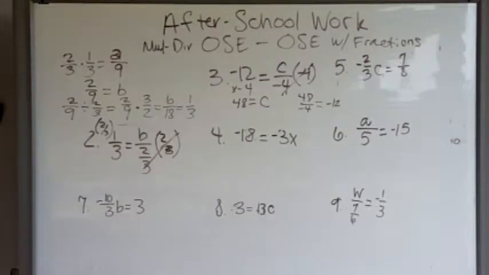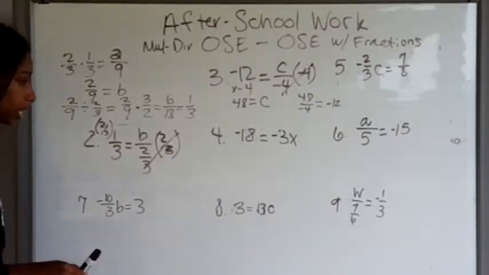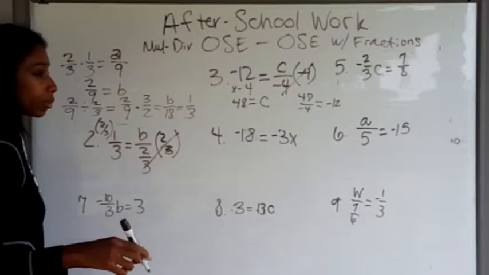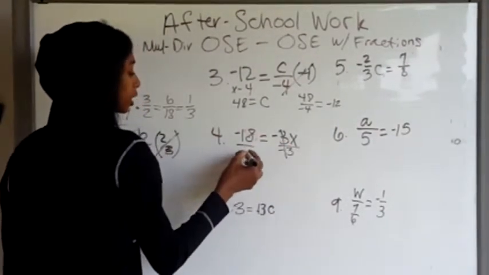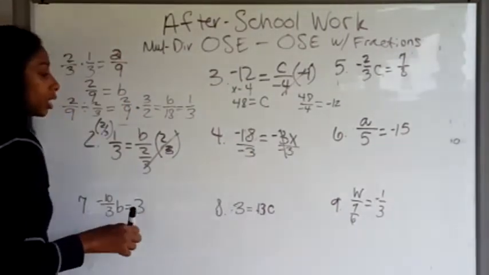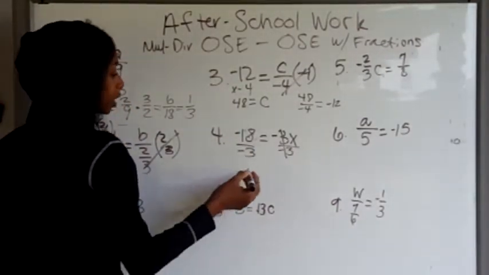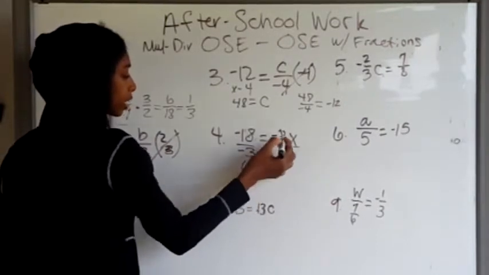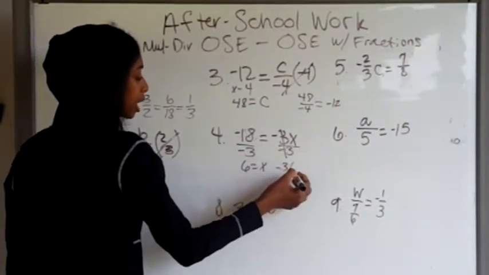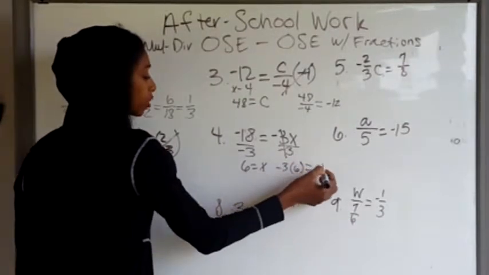Alright, so for number 4, we have -18 equals -3 times x. So to get the variable alone, we divide by -3 on both sides. Then -18 divided by -3 is positive 6. So 6 equals x. If we plug it in, we have -3 times positive 6, which is -18.